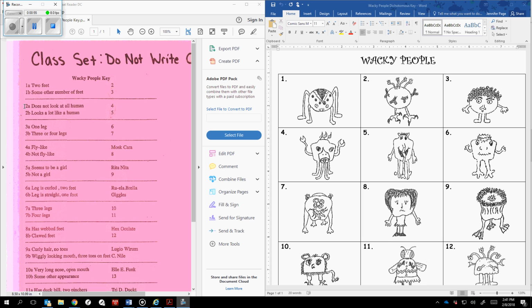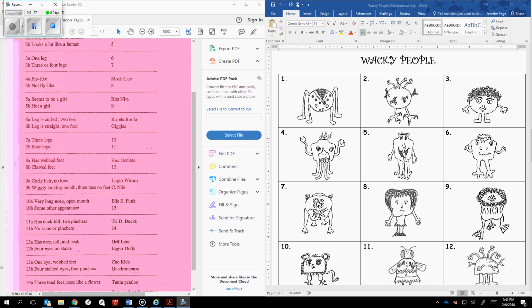So 2A does not look like a human, at all like a human. 2B looks a lot like a human. Well, it doesn't really look like a human, so it says to go to number 4. So we go to 4. Is it fly-like or not fly-like? I don't think it's fly-like, so we'll go to 8. Number 8. Has webbed feet, has clawed feet. Ooh, those are pretty big claws up there on number 2. So has clawed feet says we go to 12.